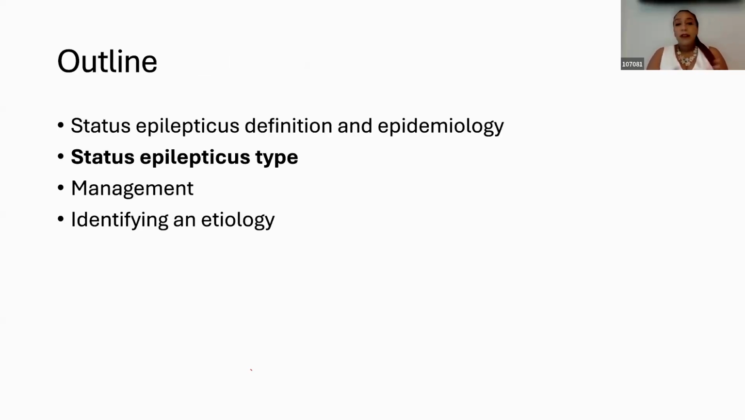Now we spoke about what status epilepticus is, the definition, and how rampant it is, and how some disease processes tend to cause, if there's a seizure associated with it, a higher mortality rate, for example, like anoxia. And now I want to just focus on the different status epilepticus types.